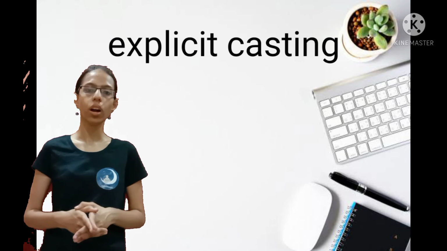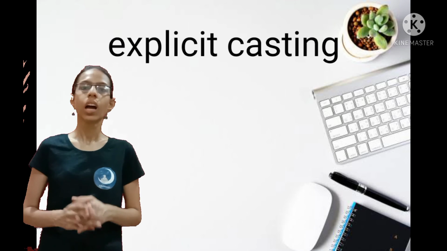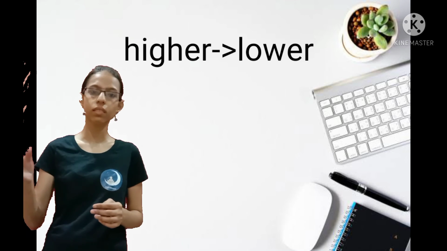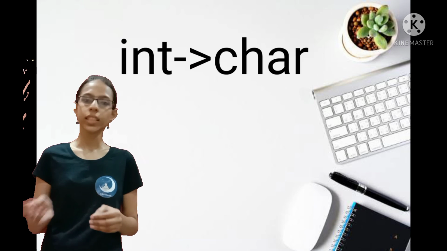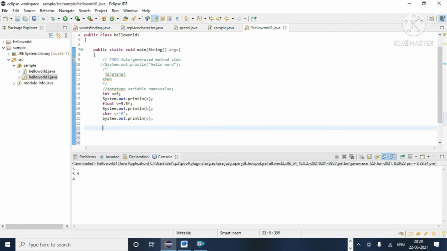Then what is explicit? It is just the reverse of implicit, where the higher data type is converted into the lower data type. This we have to do manually. The computer won't do this process. We have to give the command manually to convert from a higher data type to a lower data type. For example, consider int to char, just the reverse. As int is a higher data type, we are converting that to char, so we have to do it explicitly. This is the difference between implicit and explicit. Now let's see an example for that.